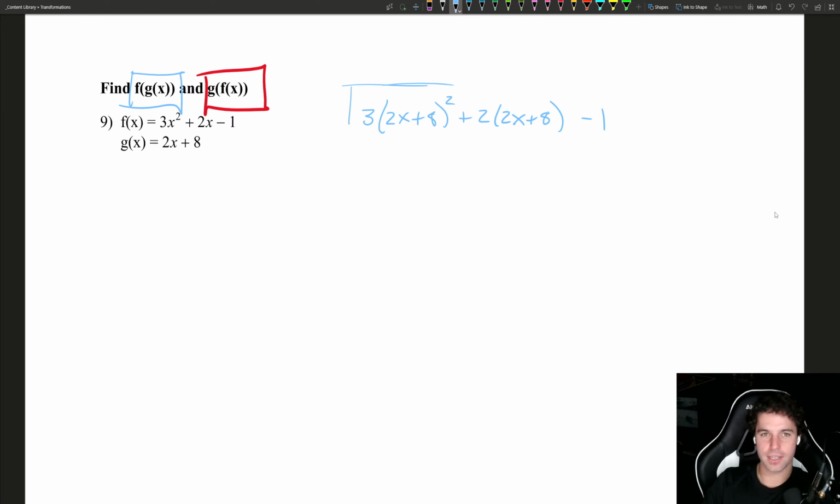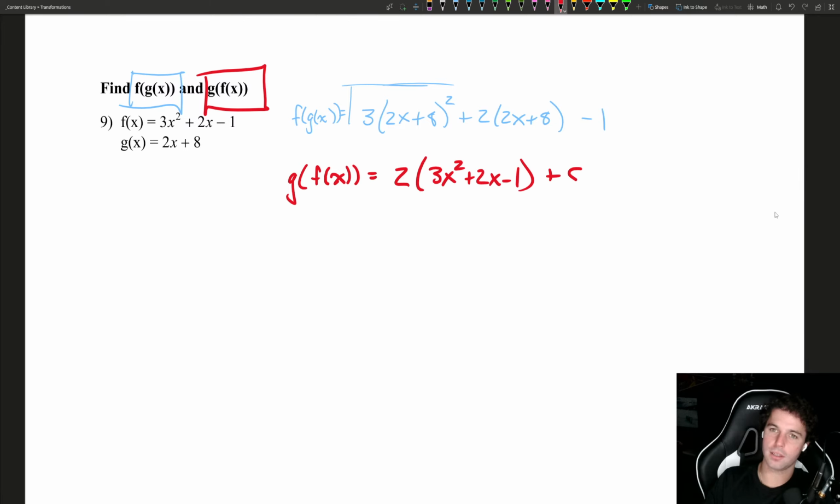So that's f of g of x. Okay, g of f of x should be easier. That's going to be 2 times (3x squared plus 2x minus 1), and then plus 8. Again, I'm going to leave that to you guys to distribute and combine like terms and all that good stuff. Getting that is worth about half credit. The rest is the other half.